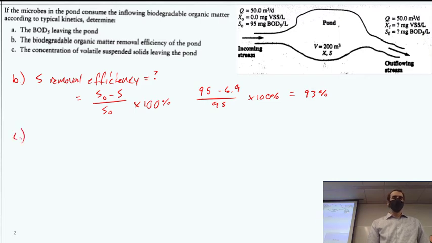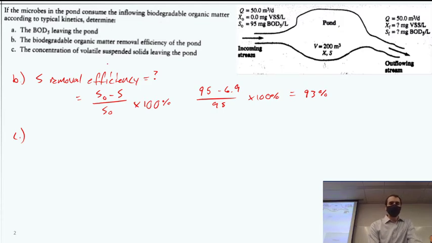And in this case, we don't know whether or not it's a problem for the pond, but this is the type of issue that can become a big problem for lakes and ponds. Okay, so that's it for part B. That was pretty simple there.